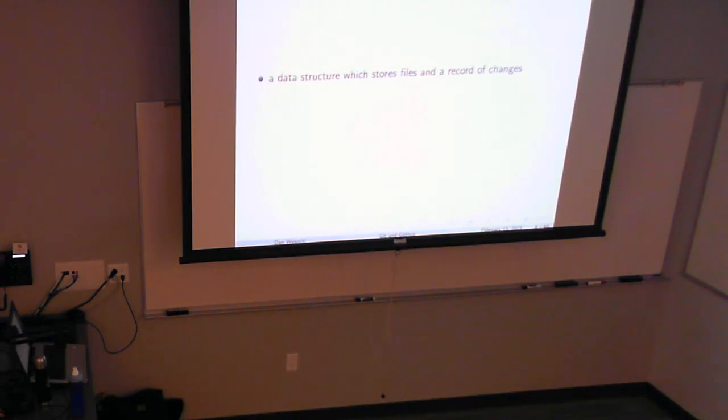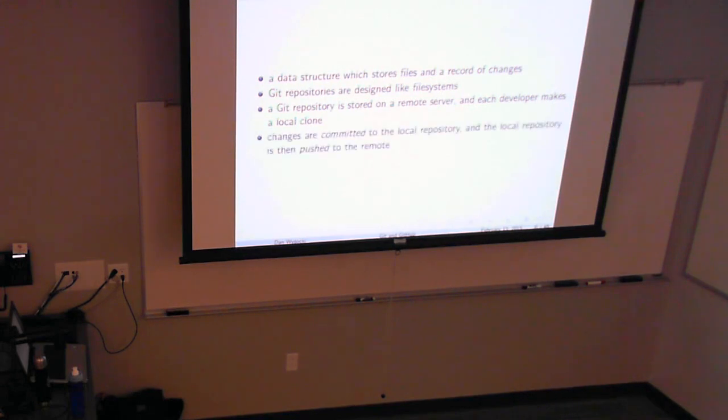So a repository, I'm sure most of you have heard that word before. In essence, it's a data structure which stores files and a record of changes. Git repositories are designed pretty much like file systems. Torvalds worked a lot with file systems, so that was his inspiration. A Git repository is stored on a remote computer, and each developer makes a local clone of that repository. So each person has a working copy of the entire repository. Changes are committed to a local repository. And then once you've done that, you push to the remote. So you're basically synchronizing yours with the remote.